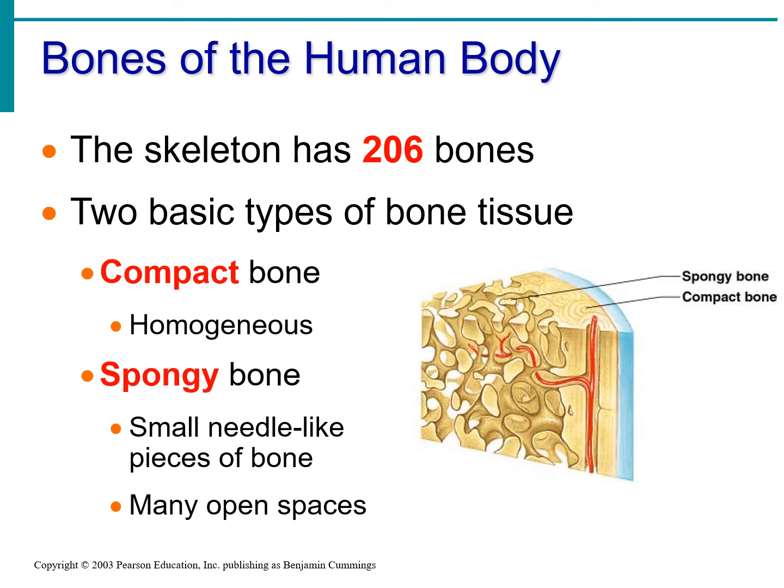So, bones of the human body: the skeleton has 206 bones. There are two basic types of bone tissue: compact and spongy. We have the compact bone and we have the spongy bone.